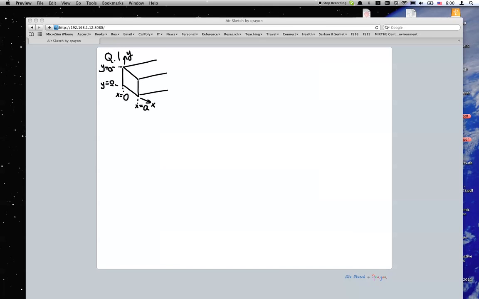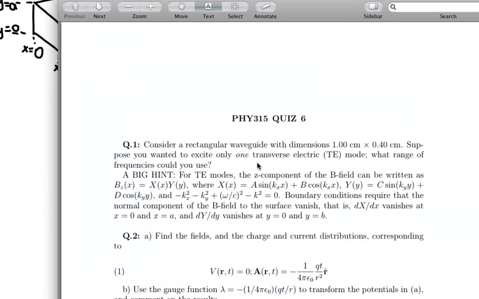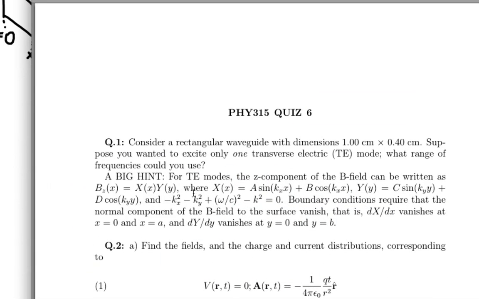Now, as it is given in the problem, if we just go back to the problem here, the z component of the B field can be written as X of x times Y of y, and X and Y are given here. So we need to apply the boundary conditions, which is indicated as dX over dx vanishes at x equals 0. So let's do that.